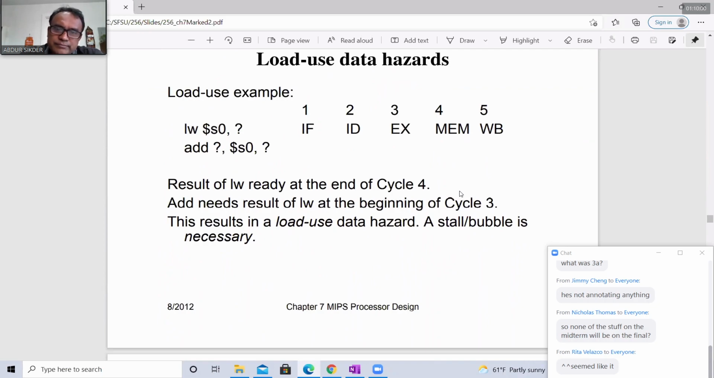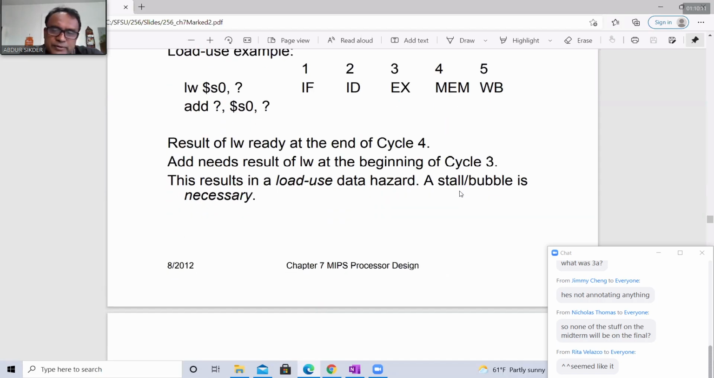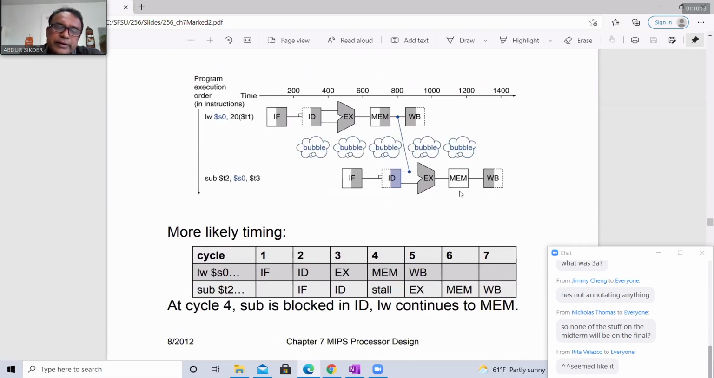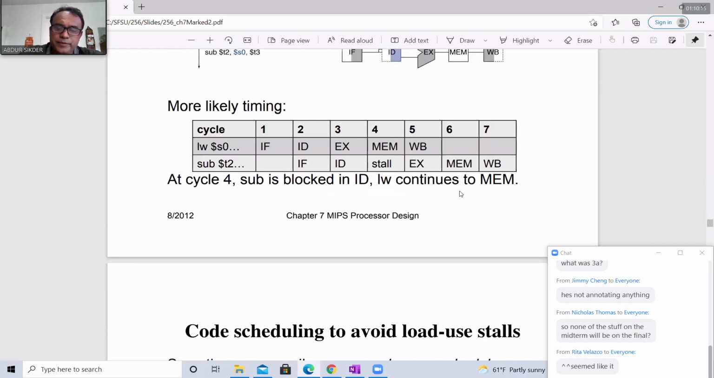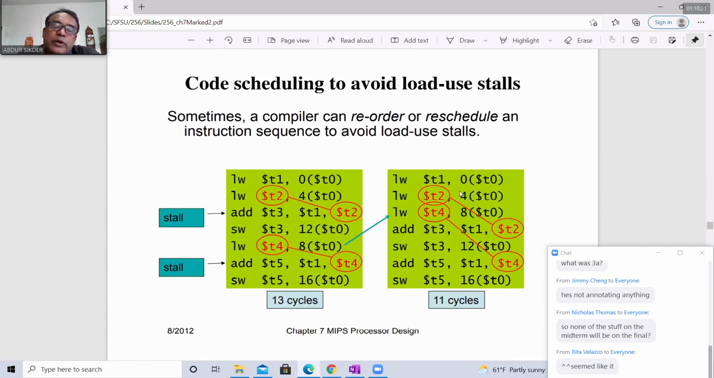This is load word. If you're waiting for something and you can't proceed because it's not ready, that's a hazard. This kind of hazard is called a data hazard. We will look at that as well in the next class. I'll explain more: code scheduling to avoid load-use stalls.